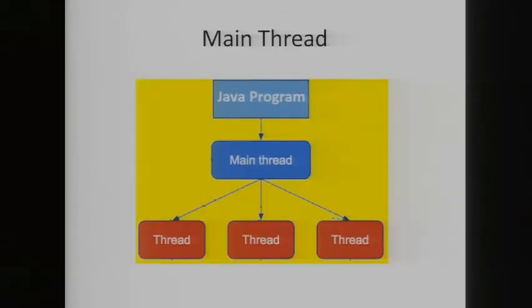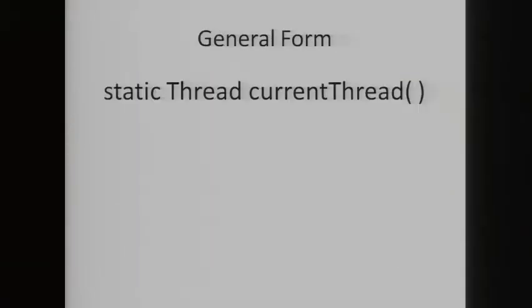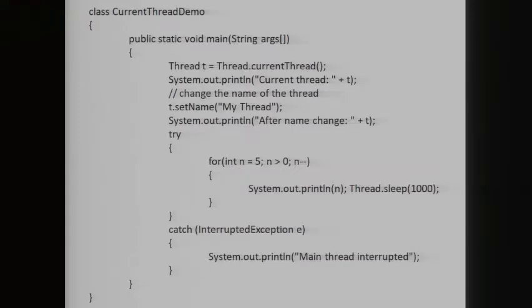We can do that by obtaining a reference to it by calling the method currentThread. currentThread is a public static member of Thread. Let's see the general form of this. This method returns a reference to the thread in which it is called. Once you have a reference to the main thread, you can control it just like any other thread. So let's have a look at an example to see how to control the main thread.